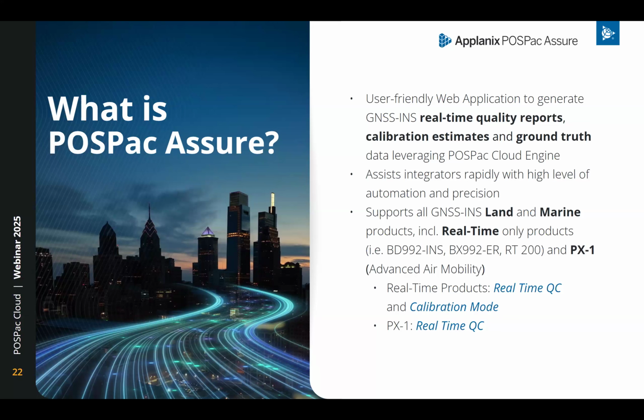We are supporting basically all GNSS-INS land and marine products, and we are also supporting real-time only products such as the BD992-INS, the BX992-ER, as well as RT200, which is our real-time fleet. And in addition to the land and marine products here, we also support the PX1, which is our system from the advanced air mobility sector.